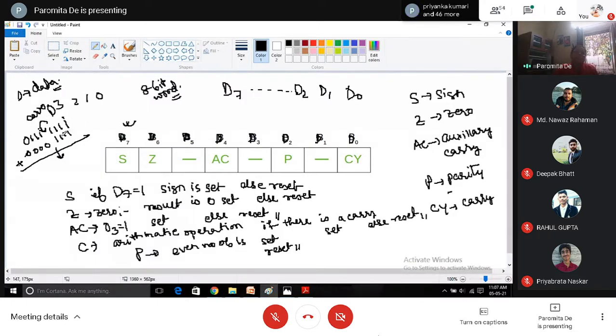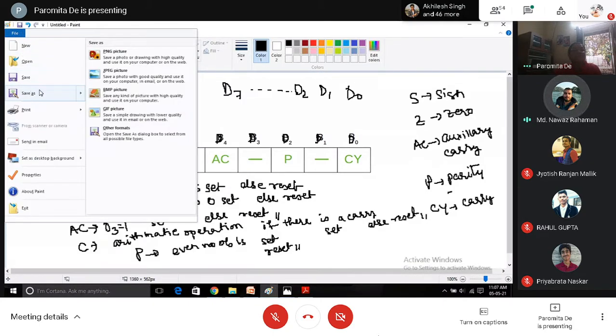But in the second, with 1, 2, 3, 4 ones, the parity is even, so this will be set. We have taken two 8-bit numbers and added them. If the result has an even number of ones, then this parity flag will be set. If the result has an odd number of ones, then this parity flag will be reset. Okay, so these are the flag registers.